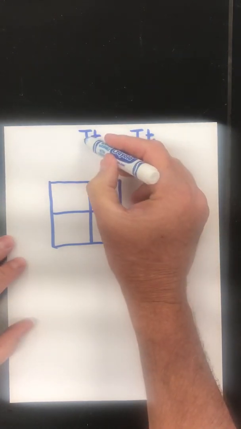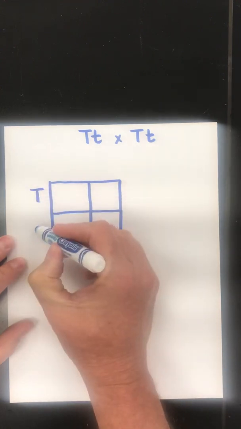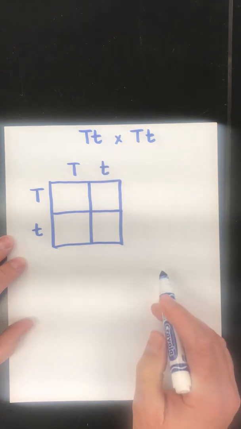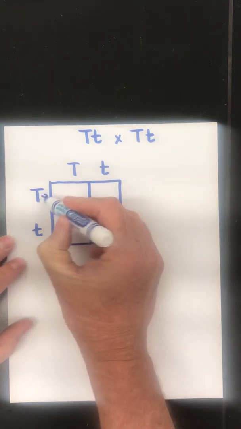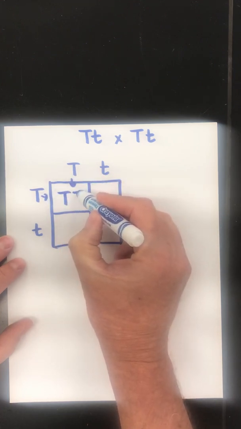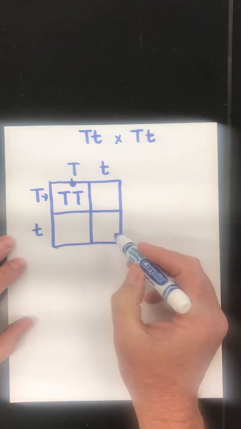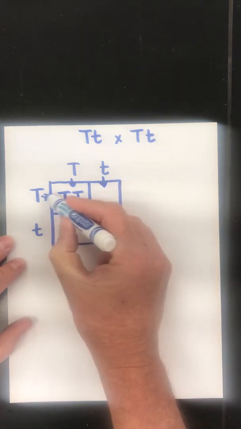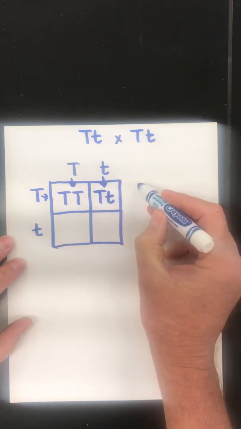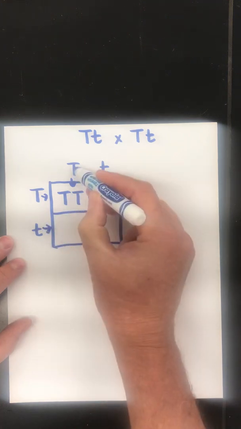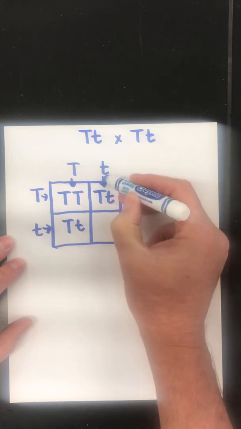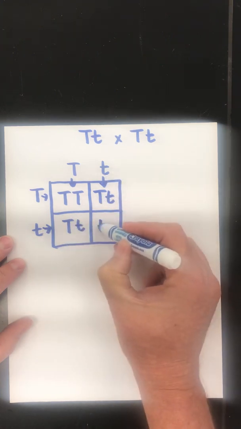All right, again, since each parent only passes on one allele, we're going to separate them. And now let's fill in the possibilities. So one possible outcome is the offspring would get both dominant alleles for being tall. Okay, here's another possibility, a capital T and a lowercase t. Here we have capital T, lowercase t again. And then in this box we have both lowercase t's.